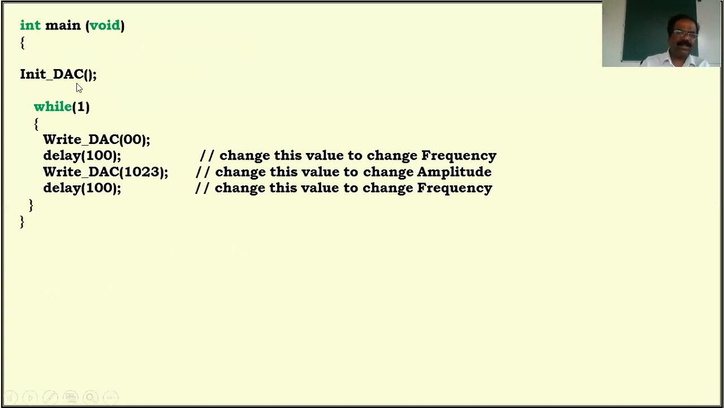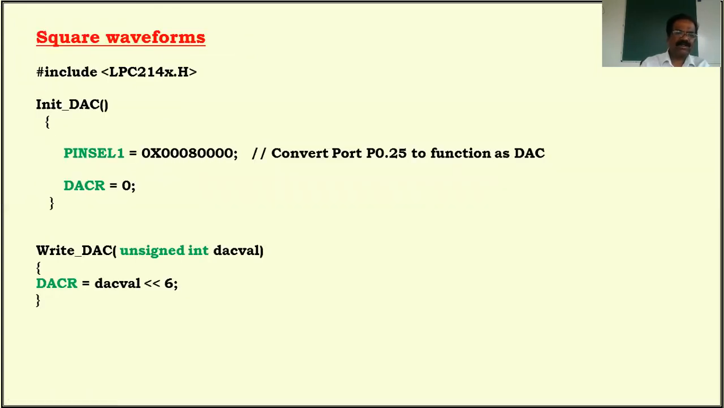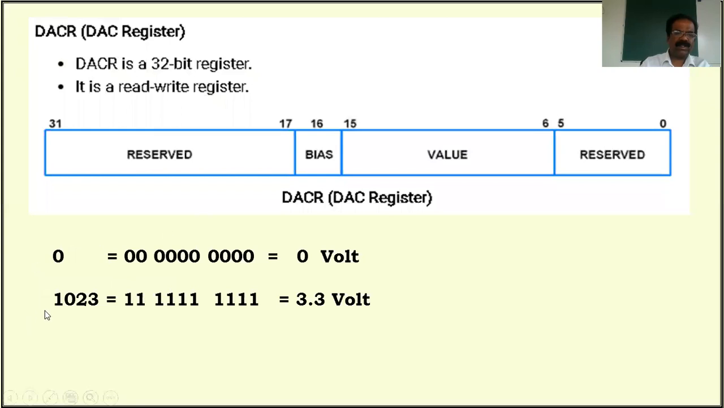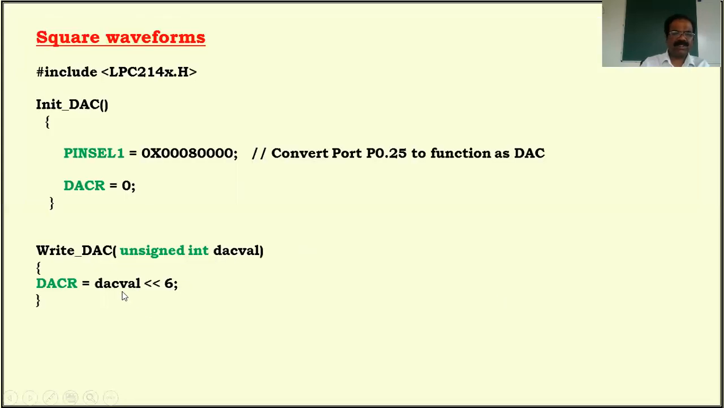1023. Then once you execute this particular function, it takes you to that function. So in this function, what is the value? DAC value 1023. What is 1023? The binary equivalent of 1023 is this: 10 ones are there. That 10 ones is written starting from bit number 6.